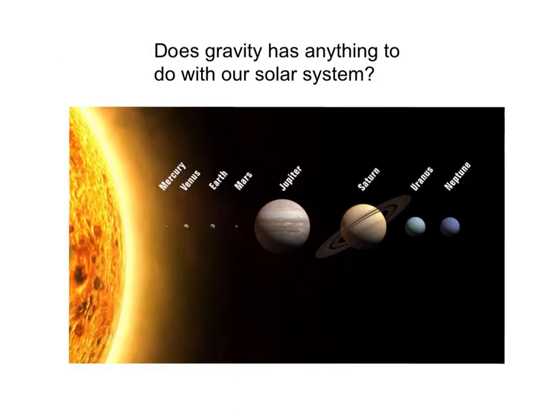So one major question that students have is, does gravity have anything to do with our solar system? And I guess the answer would be that gravity is a force that governs the motion of our solar system. That these planets orbit around our sun in very natural orbits that are governed by the gravity from the sun. So Mercury's in its own orbit, Venus, Earth, Mars, Jupiter, and so on.